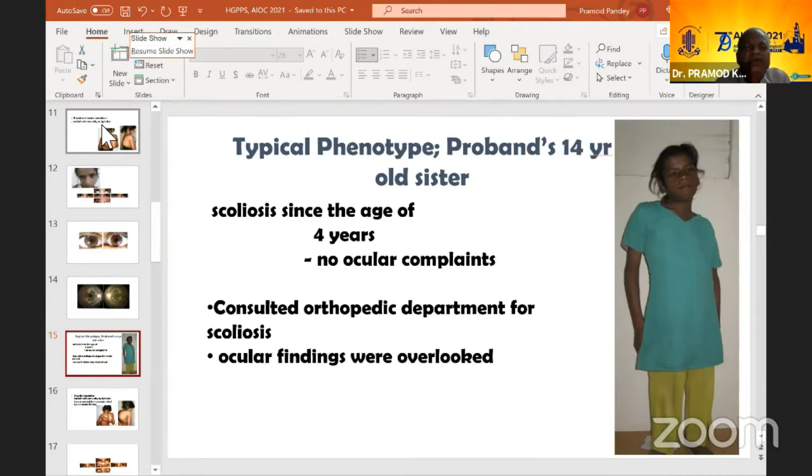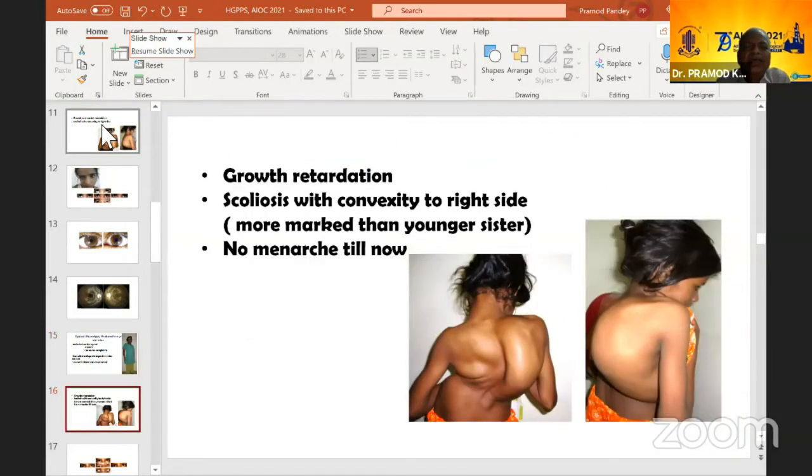Sister. There is scoliosis since the age of 4 years. No ocular complaints; she consulted the orthopedic department for scoliosis, and the ocular findings were totally overlooked in her. Now, here again, you have growth retardation, scoliosis with the convexity to the right side. As I said earlier, they all have right side scoliosis for some reason. And there is no menarche till now. She is about 14, so development is also delayed.